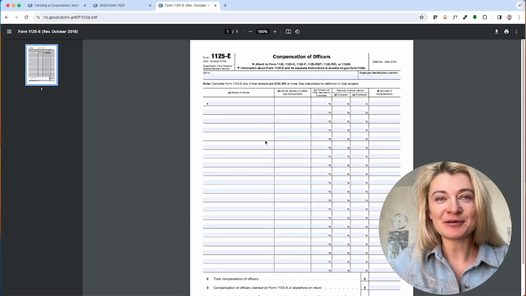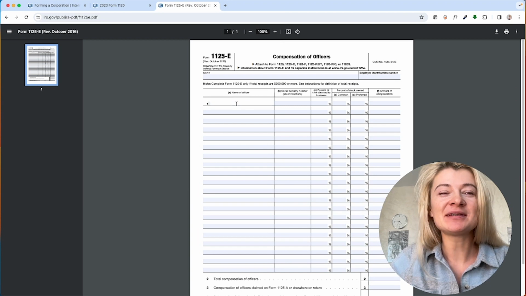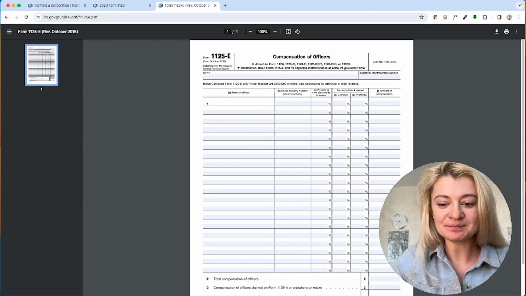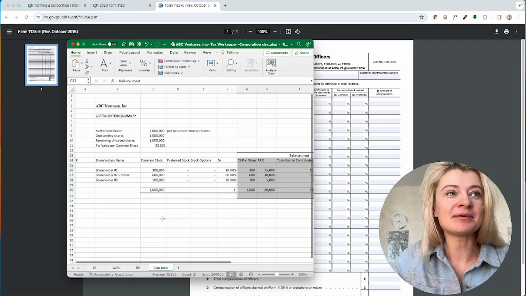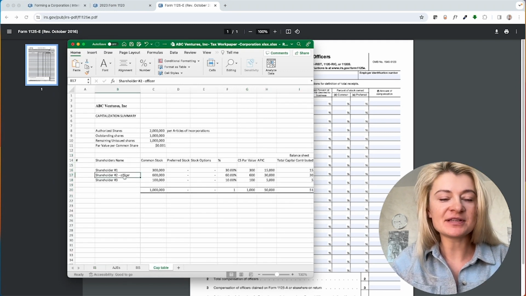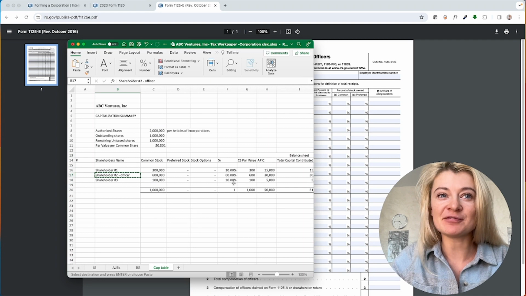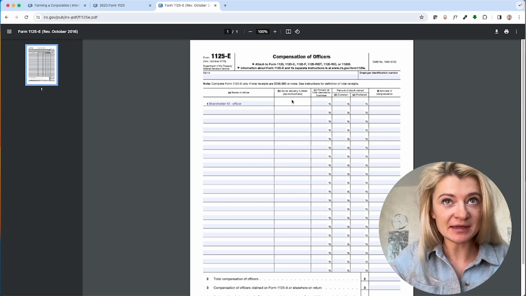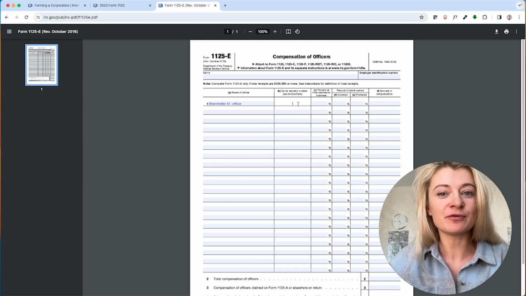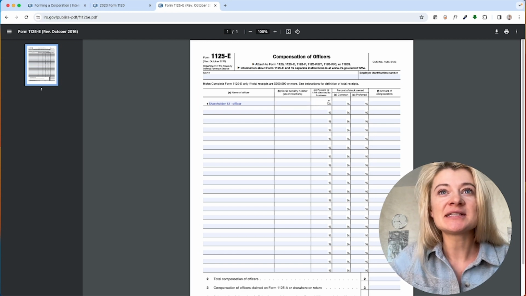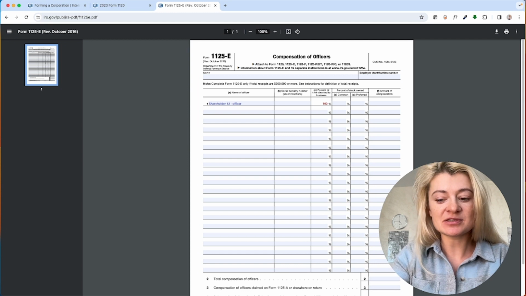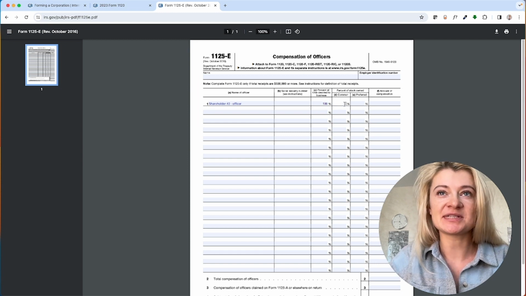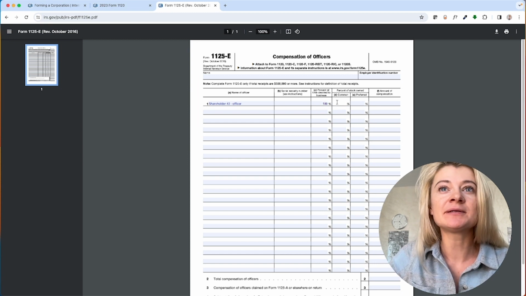So here's our form, compensation of officers. We have to put the name of the officer here. So we go to our cap table, and one of the shareholders is the officer. We need to put their name, whatever their actual name is. I'm just going to use this example, and their social security number. This is something to request before we prepare the tax return. And then percentage of time devoted to business. Supposedly it should be 100%, because they're officers, right?